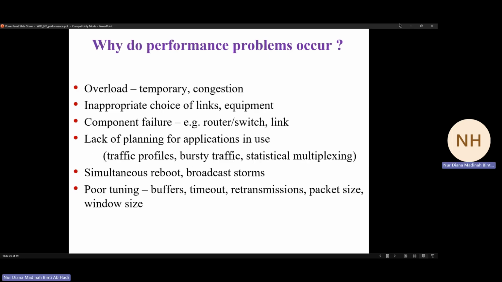So next, why do performance problems occur? It is due to overload. Overload can be temporary or it is a congestion. And then inappropriate choice of links or equipment, when your component has failed, lack of planning for the application in use, simultaneous reboot, broadcast storms, poor tuning. So you will have buffers, timeout, retransmission, packet size, and window size.